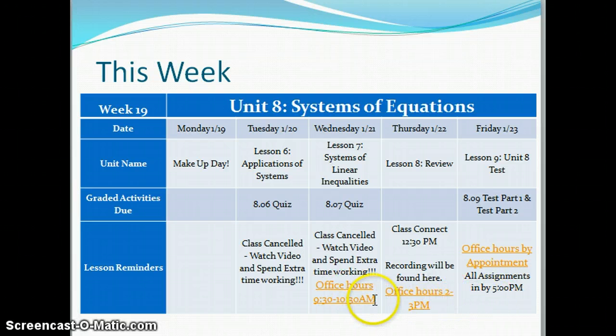Just a few last minute things here. Office hours I will still have on Wednesday and Thursday. That'll be normal. That will not change. And then your assignments on Friday need to be in by 5 p.m. unless otherwise discussed with me.